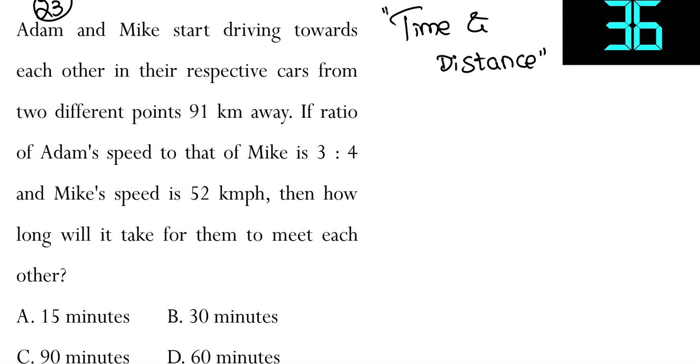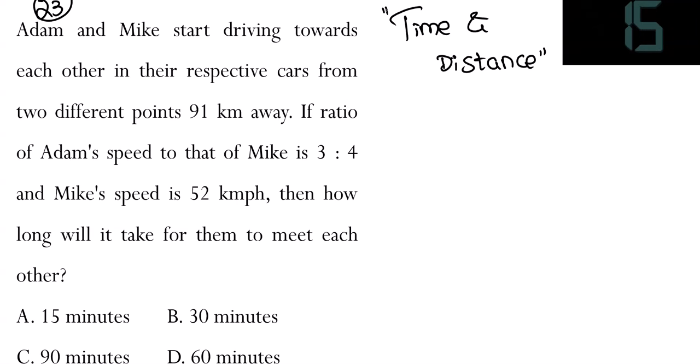Adam and Mike start driving towards each other in their respective cars. So they are traveling in opposite directions, 91 kilometers away. Adam's speed and Mike's speed are in the ratio 3:4. Mike's speed is given. Okay, what is the time taken to meet each other, right?